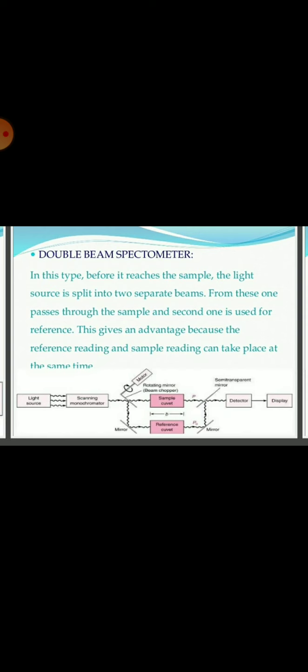You can see the diagram. Light source is there, then the scanning monochromator. This monochromator makes the light into monochromatic light. Then it is split into two. One passes through the sample cuvette and one passes through the reference cuvette. Then the detector will detect it and the reading will be shown in the display.